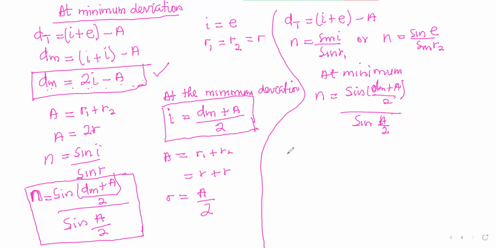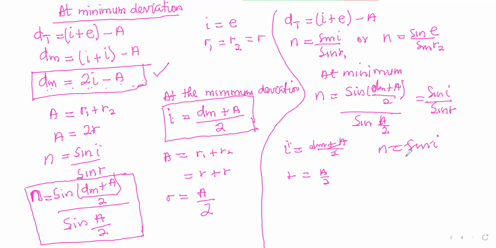I can also use sine I over sine r, but I know that I in this case will be equal to (Dm plus A) over 2, and r is equal to A over 2. And then come and substitute this into it. So the question provides the refractive index 1.52.